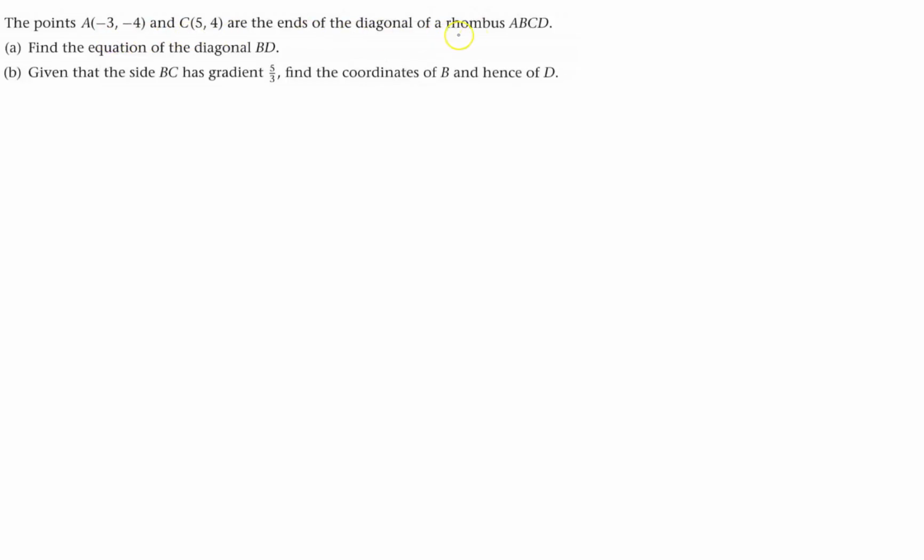Points A and C are the ends of a diagonal of the rhombus. So let's draw a little sketch of this. A is -3, -4. And C is 5, 4. Find the equation of the diagonal BD. Okay, so the equation of the diagonal BD.